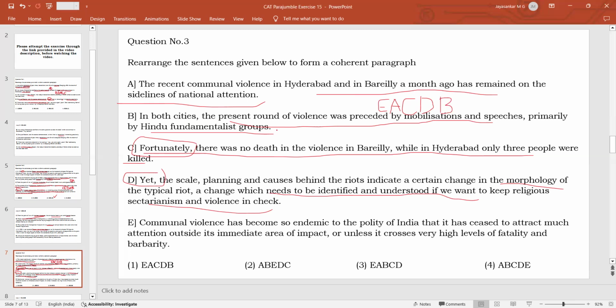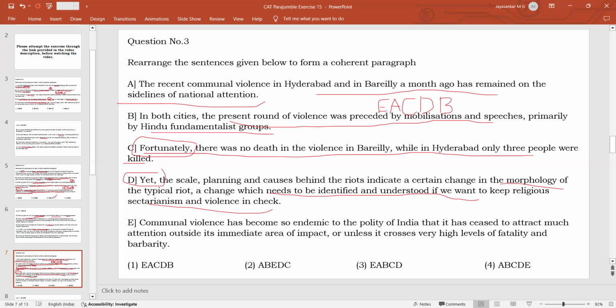So this was not a typical communal riot which happens on an impulse. It was a planned thing, preceded by mobilizations and speeches. So it was something that was meticulously planned by the Hindu fundamentalist groups. And this is why you need to understand these kinds of things if you want to keep such violence in check. So this is how you need to sequence the passage.